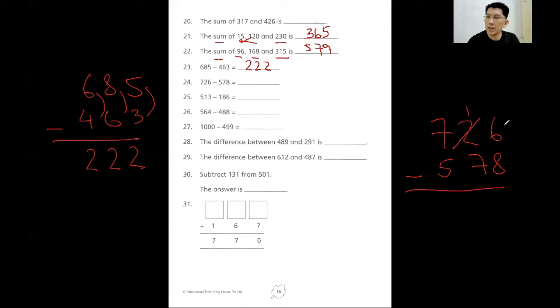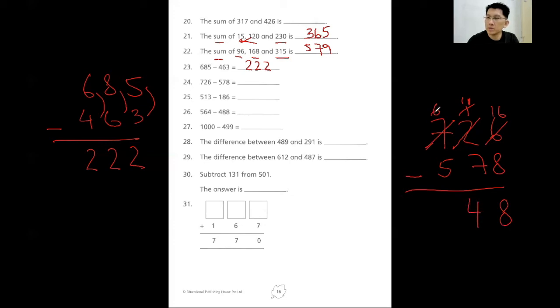Therefore, 2 becomes 1. And now 6 gets 10, becomes 16. Okay. 16 minus 8, that is 8. Now, 1 minus 7, the next group. 1 minus 7, I can't do that too because 1 is smaller than 7. So I need to borrow from 7. Okay, if I borrow from 7, this becomes 6. And what happened to this 1? It gets 10. 1 plus 10 is 11. Okay, now 11 minus 7. 11 minus 7 is 4.